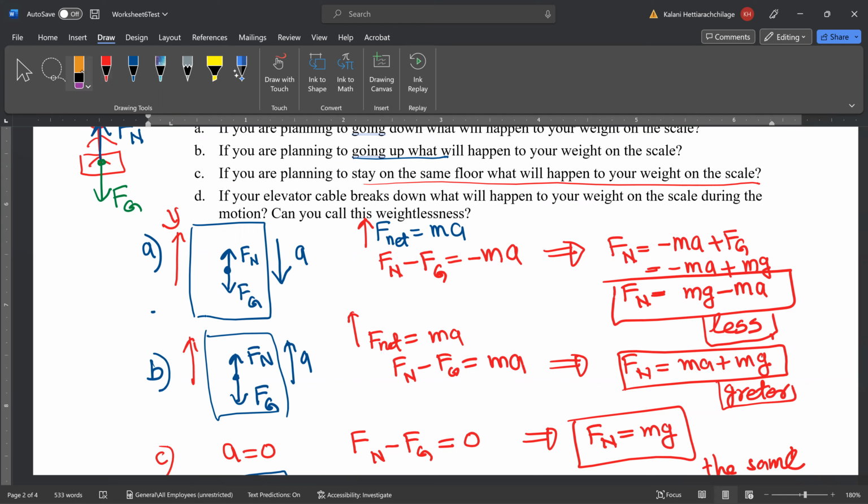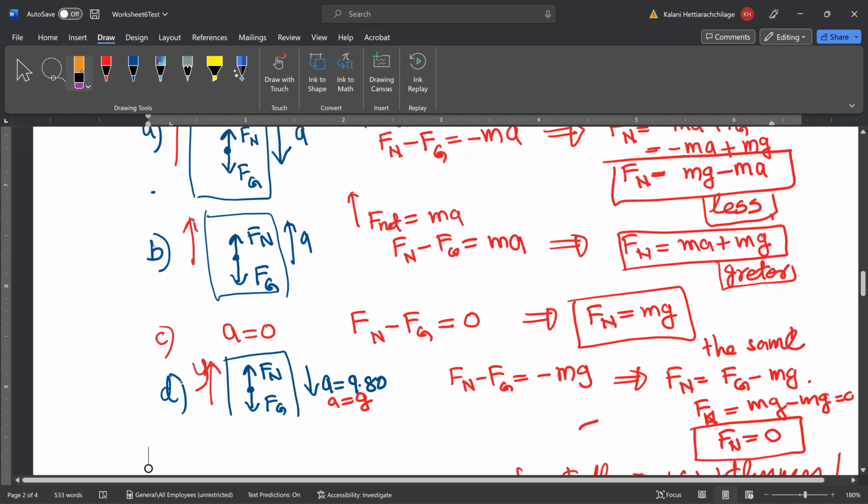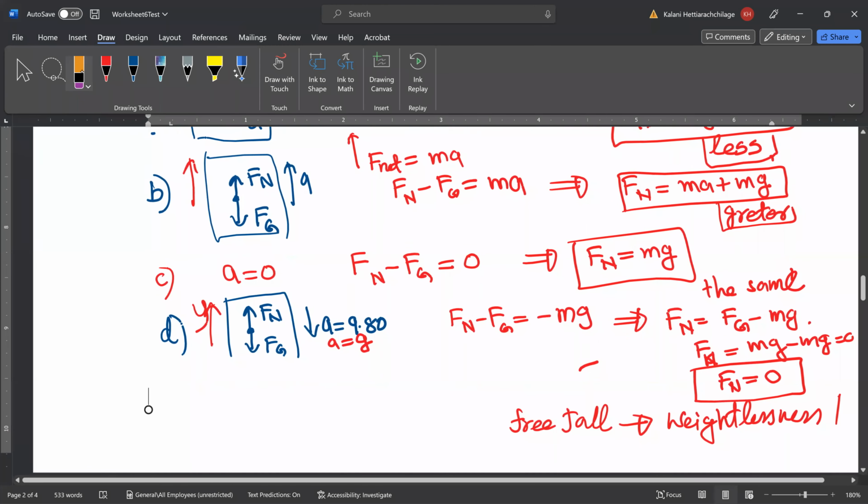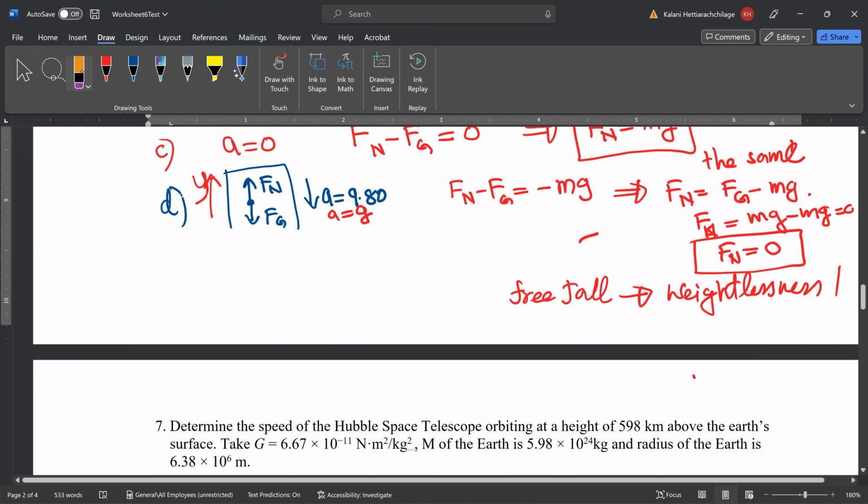And when there is no acceleration, it's similar to you sitting outside the elevator. And when the elevator cable breaks, what will happen is you feel weightlessness. Okay, to get that understanding.